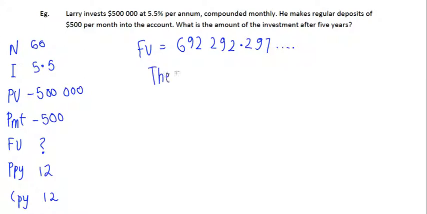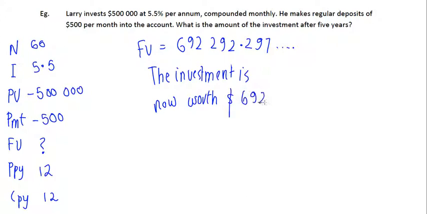The investment is now worth, so put your dollar sign in, $692,292.30. So that is when you add to an investment. Negative, if you are investing, it must be negative because you're giving it to the bank, and he's adding to it, so he's giving more money to the bank to invest it, so another $500.